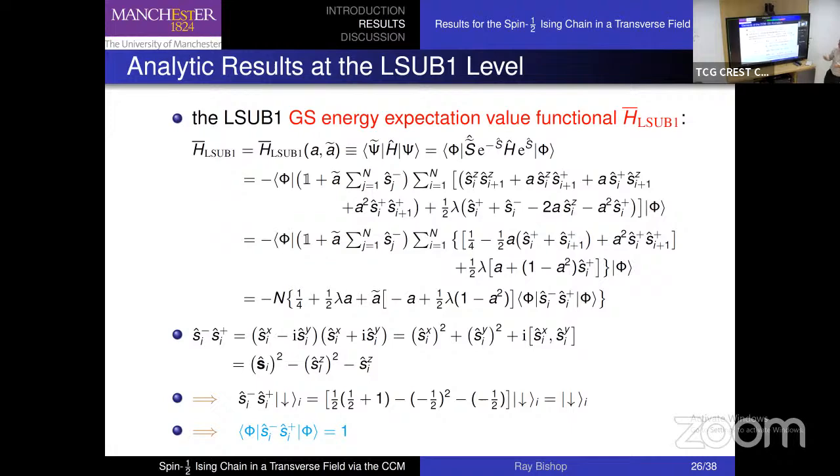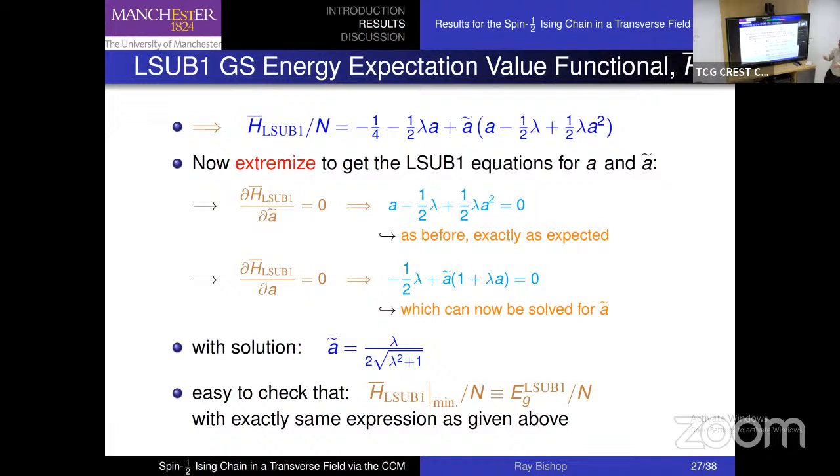There it is. And what we said is we've got to extremize this with respect to everything. Now everything is two, A and A tilde. Vary with respect to A tilde and you get the same equation as we got before. That was guaranteed. Vary with respect to A, and that now gives me the equation for this guy. And I've already solved this equation for A tilde, and there it is.